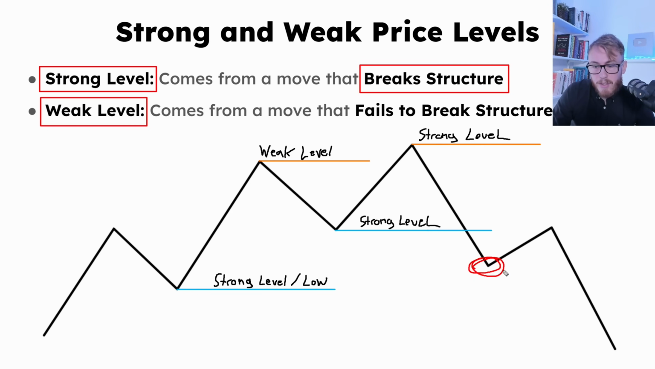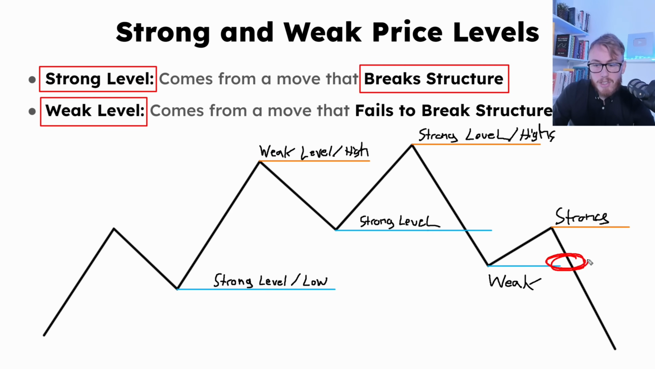What about this move that goes from here to up here? Well, in order to break structure, we need to push all the way above this point. So this right here is actually a weak level. By the way, as I mentioned earlier, sometimes the levels here that are highs are also called weak highs or strong highs, and the same thing is true with the lows. We can do one last example. The next move, is this strong or weak? Well, this right here is a strong level. Why? Because we managed to break structure right here.